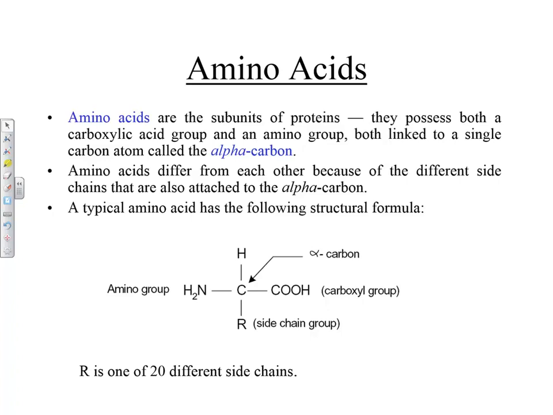Now, amino acids are the subunits of proteins. They possess both an amino group and an acid group, which is why it's called an amino acid. So there will be an amino group somewhere, and there will be a carboxyl group somewhere. That's why it's an amino acid. So amino acids are the subunits of proteins.